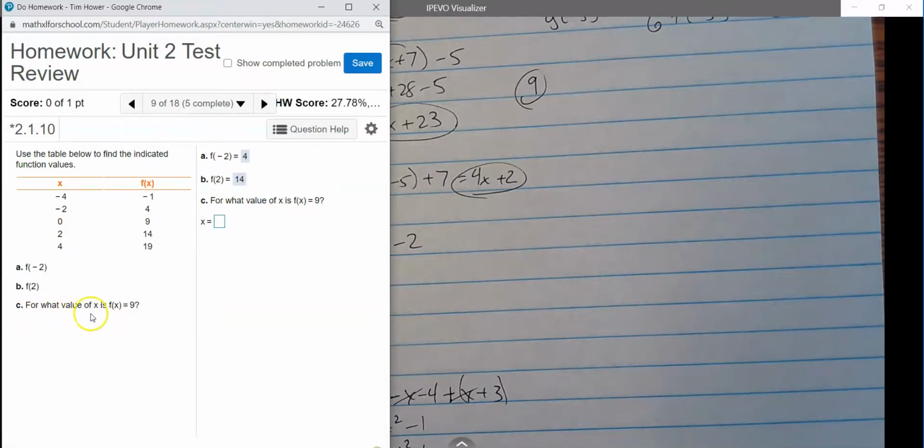The next one, for what value would you get 9? So look at the f of x column, the y column. Here's 9. 0 gives you that. So x must be 0 that you'd have to plug in to get that.